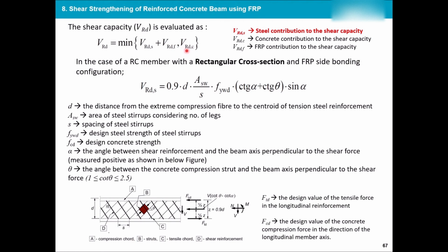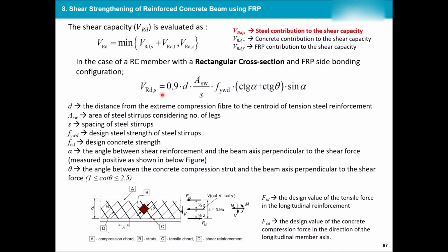On the other side, I can calculate the VRD of my concrete using a formula. I compare those two values. The minimum will be my VRD. I compare this VRD, which is my resistance shear, with the applied shear. And then if it's higher, perfect. If not, I have to increase the FRP. I have to do some effort. But let's quickly go through this formula as well.